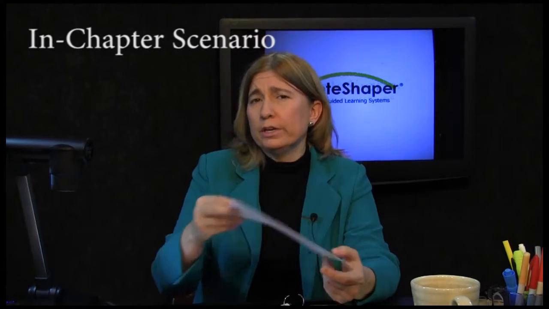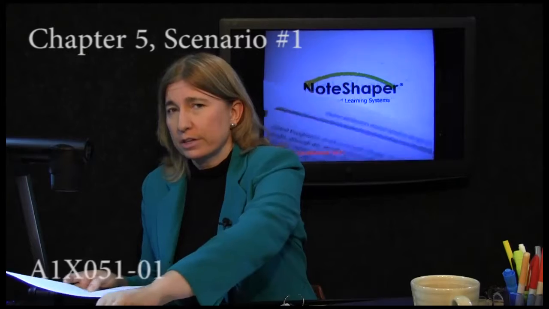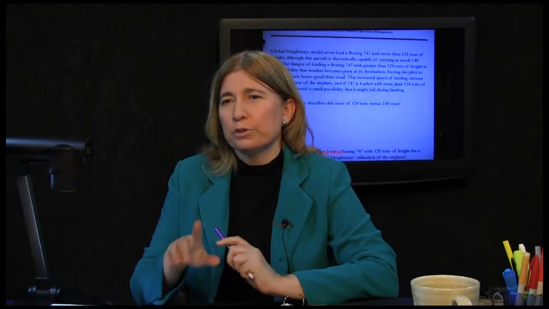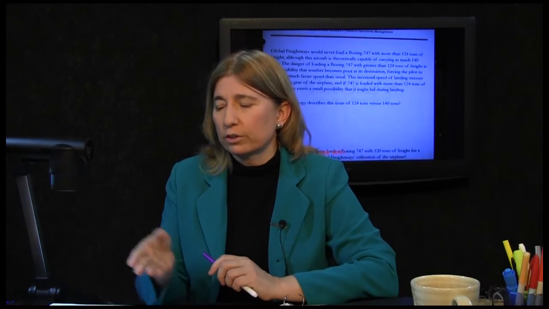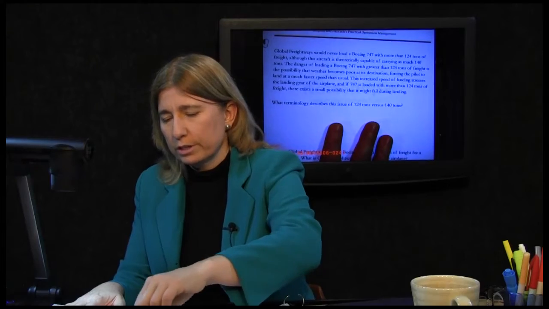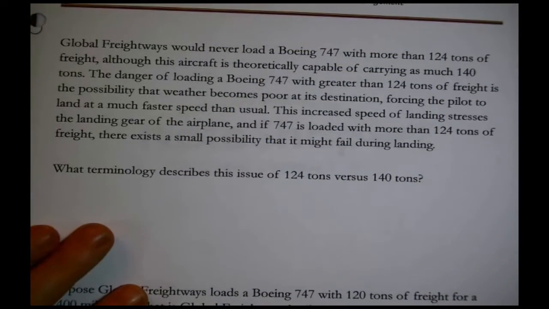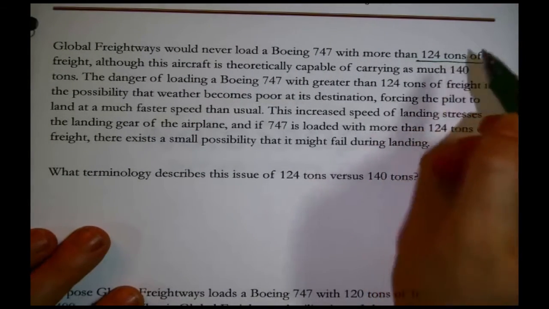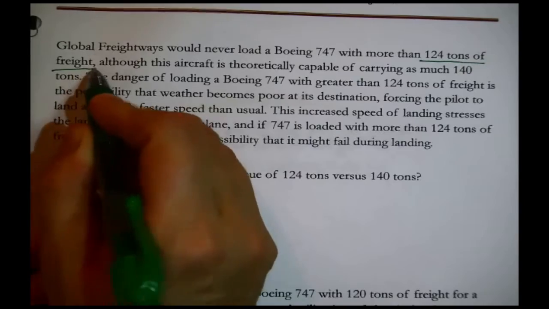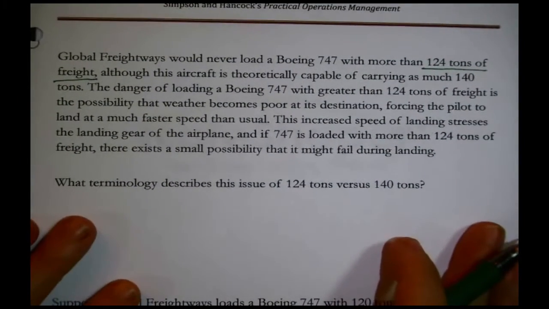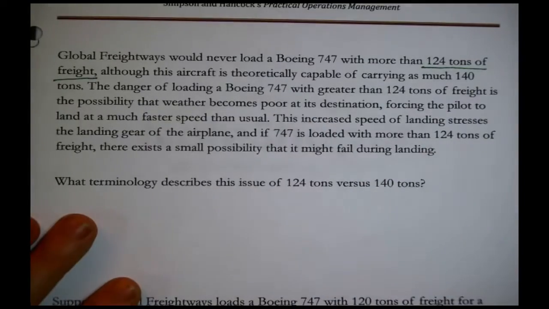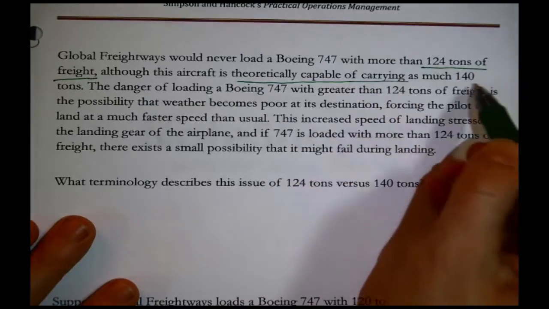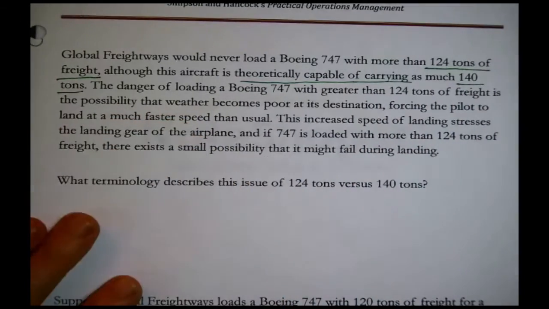Recognizing the difference between design versus effective capacity is typically recognizing the difference between the realistic versus the theoretical. You can really see that in this particular scenario. Global Freightways would never load a Boeing 747 with more than 124 tons of freight. Now, this sure sounds like a capacity to me, but I'm not going to comment yet what kind. Although this aircraft is, whoops, wait a minute, theoretically capable of carrying as much as, and then there's this other number, 140 tons.